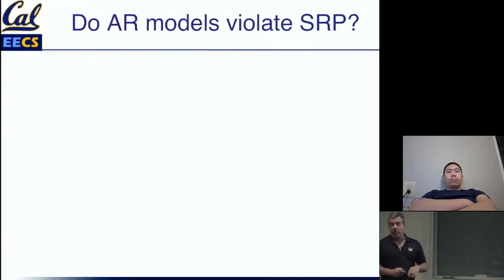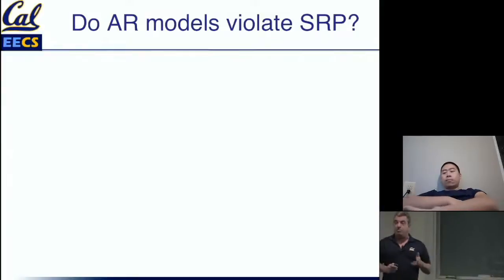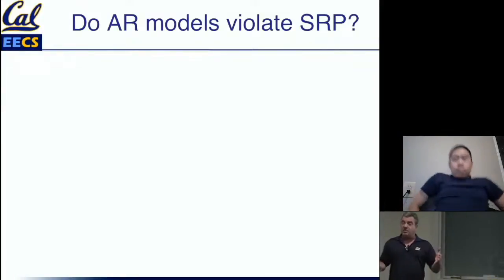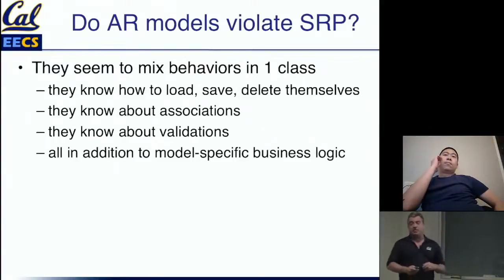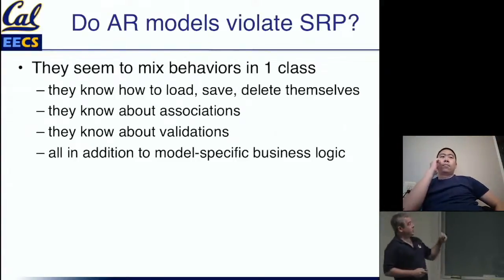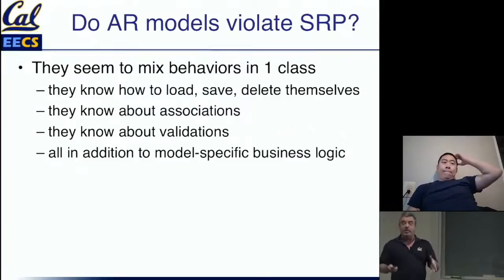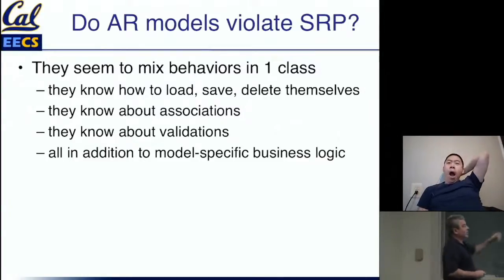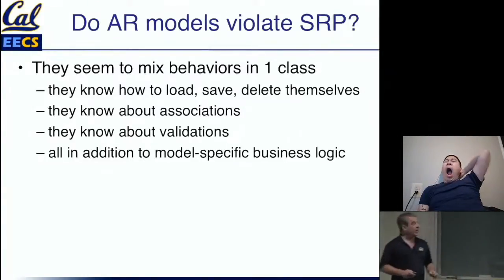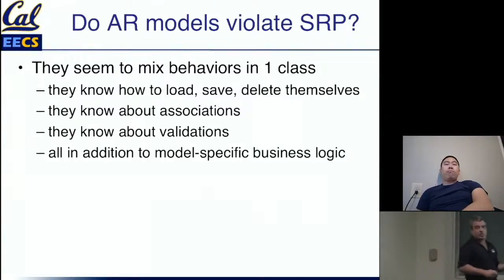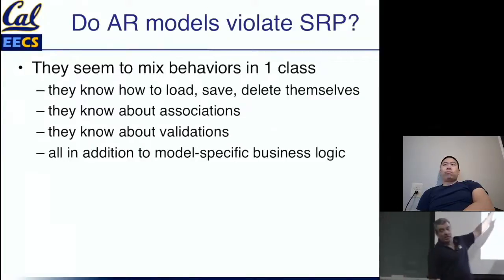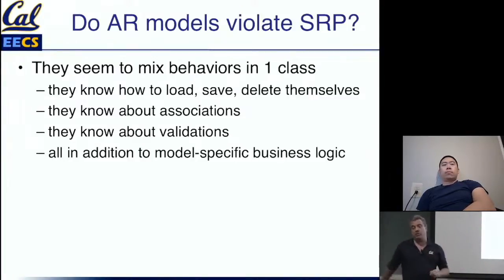There was a debate for a little while in the Rails community about Active Record. And the debate was that Active Record is bad because as a class, meaning the class from which your models inherit, it actually violates SRP. Why is that? Because whatever your Active Record model might be, users, movies, whatever, look at all the things that it knows how to do. Models can load, save, and delete themselves in the database. There's all this machinery about associations. There's the machinery about validations.